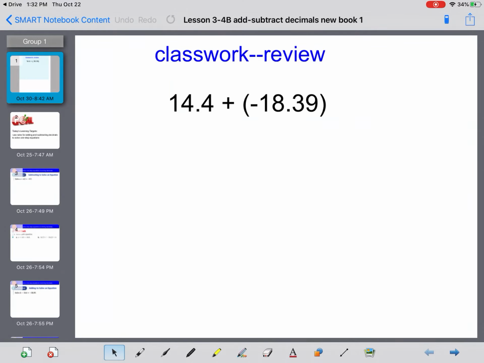This is Lesson 3-4B from the Algebra Readiness textbook. Please begin working this review problem in your notes packet. Press continue when you're ready to go on.